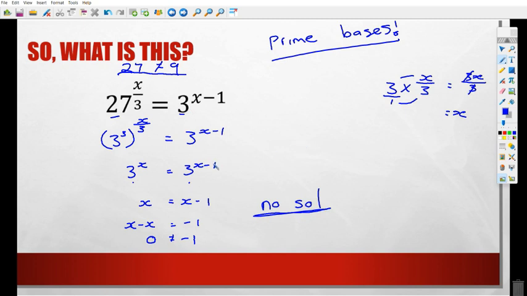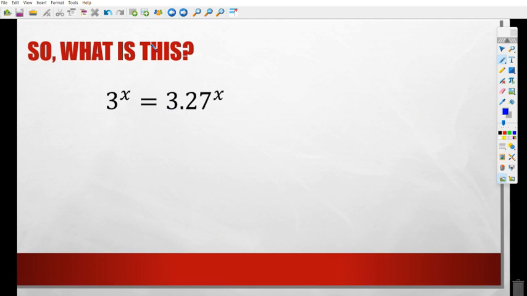So it's a nice question, right? Please always make sure that if your x's cancel out like this, it means that there's no solution. Hoping that makes sense. Okay, so moving on to the next example here.